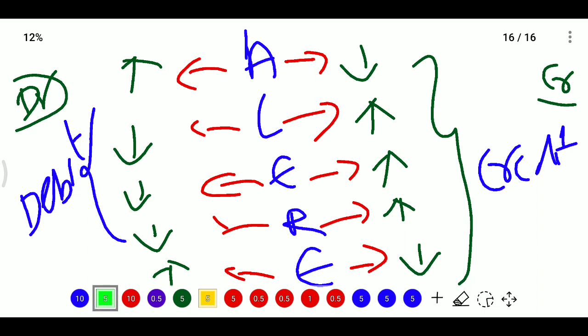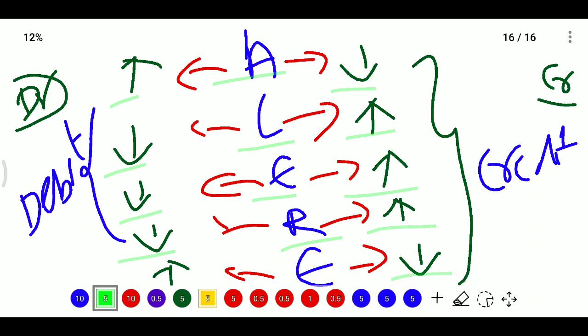This is for the five types: assets, liabilities, equity, revenue, expenses. So for assets, increasing means debit, decreasing means credit. Liability decreasing means debit, increasing means credit. Equity decreasing means debit, increasing means credit. Revenue decreasing means debit, increasing means credit. Expenses increasing means debit, expenses decreasing means credit.